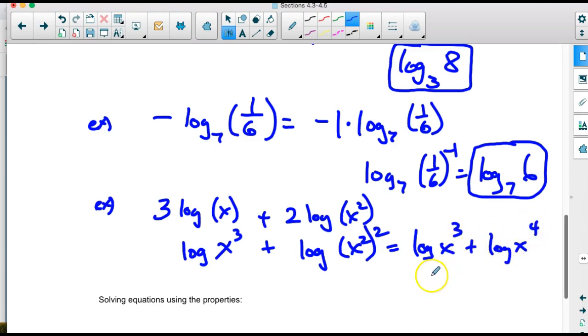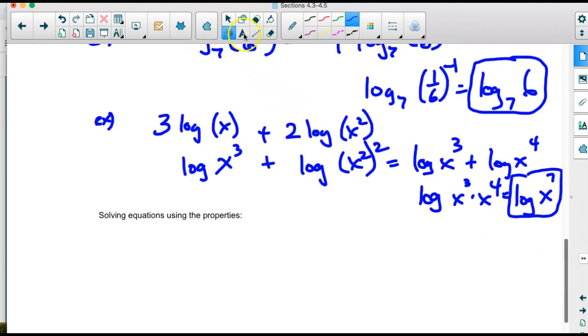Now this plus means we're going to multiply them together. Log base 10 of x to the third times x to the fourth, which would be log base 10 of x to the seventh. We add the exponents. So that would be our solution to that.